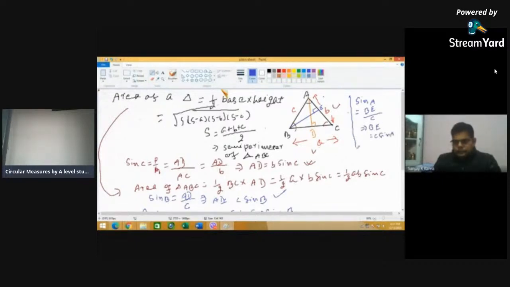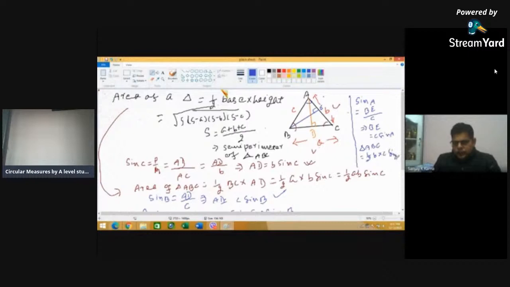Okay, let's move further. If you would like to find the area of triangle ABC, again you can say it is half base into height. So the base this time is B and the height is BE. BE we have already obtained here, so this is C sine A.